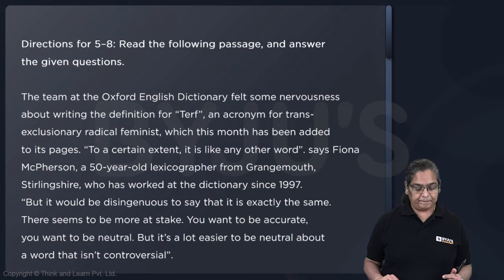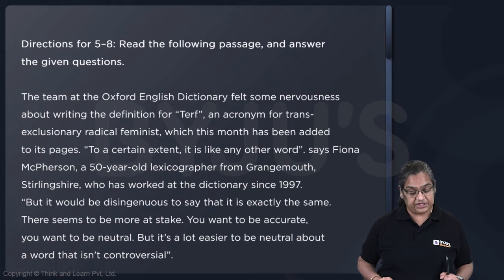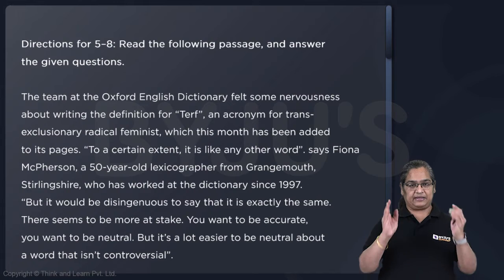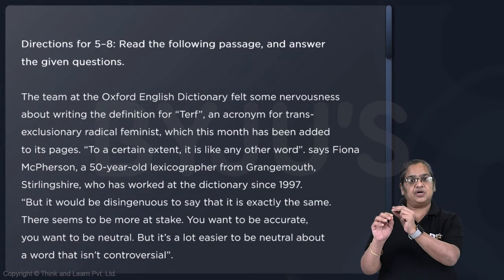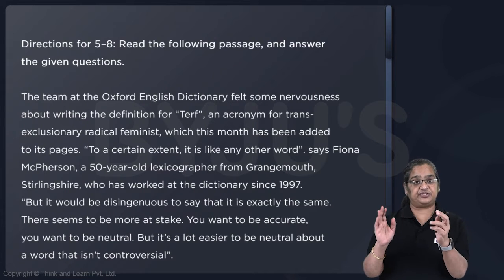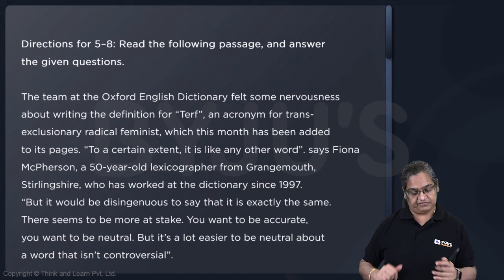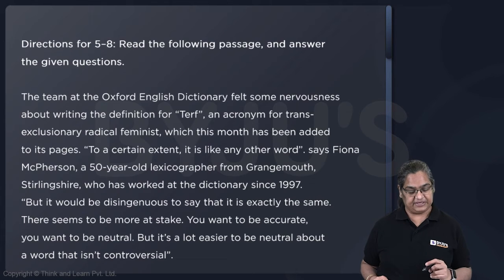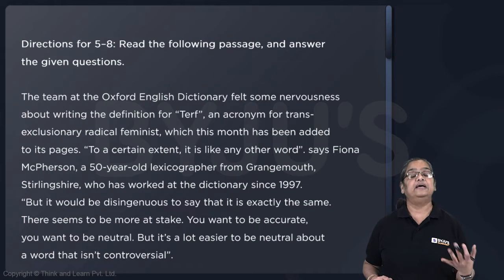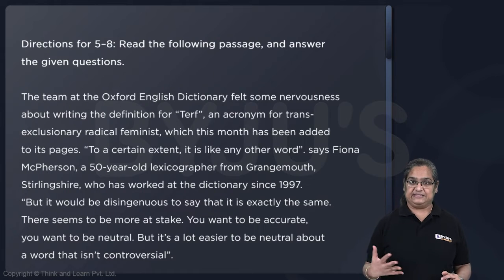All right. The team at the Oxford English Dictionary felt some nervousness about writing the definition of TERF. An acronym. Acronym is where you use the first letters of each of the words. So it's a kind of abbreviation for trans exclusionary radical feminist. T for trans, E for exclusionary, R for radical, F for feminist. Just like NASA is an acronym.